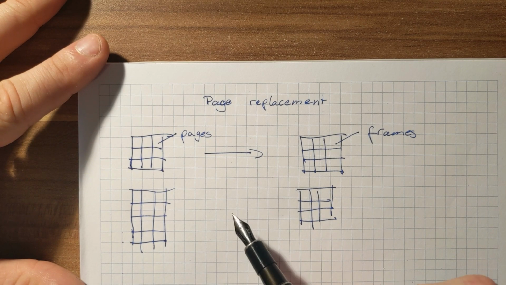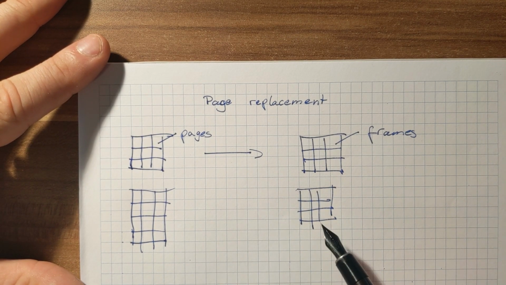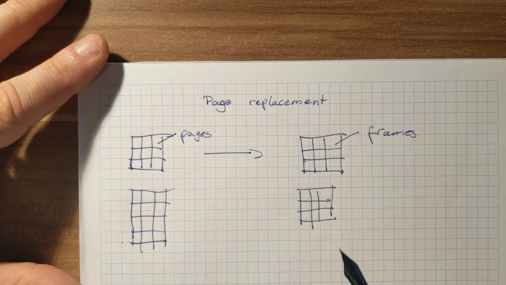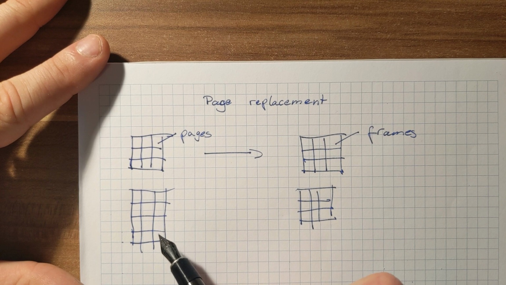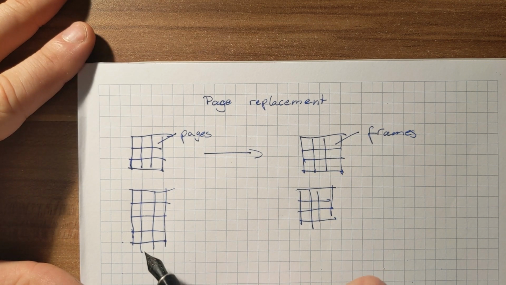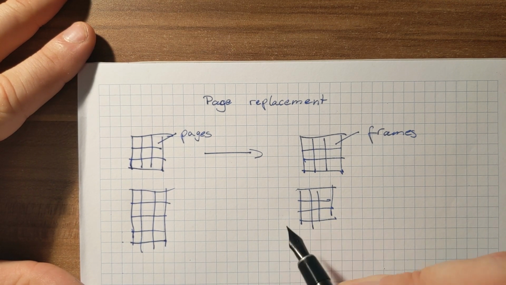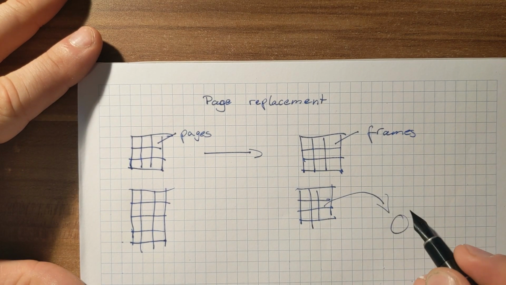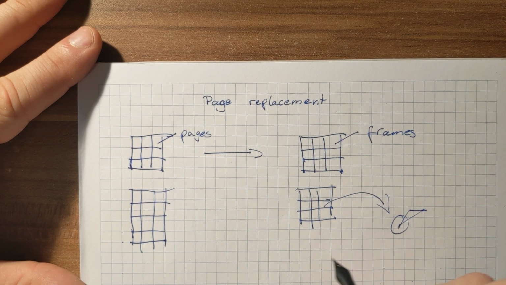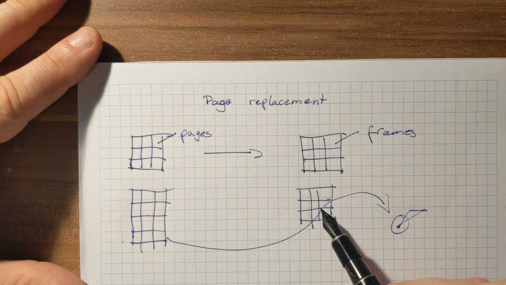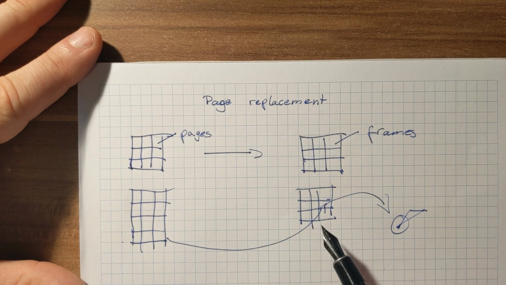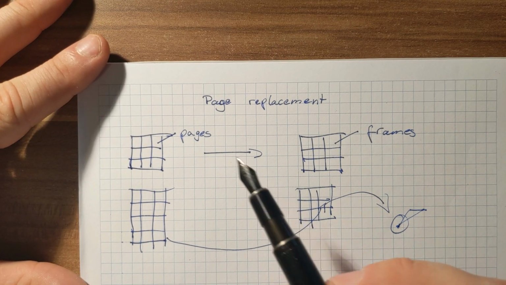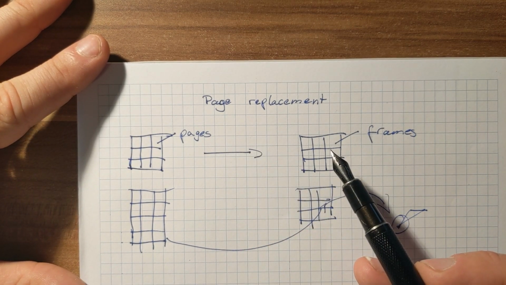So what we have to do is we can always only load a fraction of the process into the memory. And when we need a different part of the process that is not in the memory yet, we have to take a part of the memory out and write it to the disk. So that we can load a new page into that frame. But we have to decide what page we load. And for that, there are different page replacement algorithms.